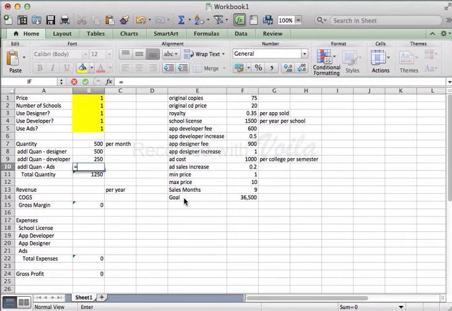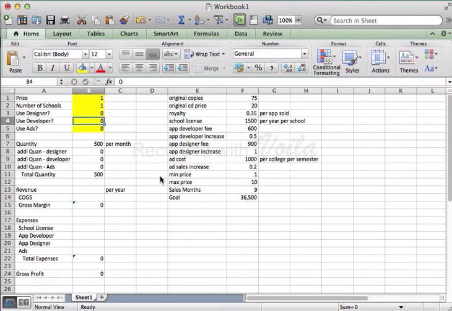And then finally for ads, if the choice was to use the ads, then it would be the ad increase times the base quantity. Otherwise, it's 0. So when I change ads to 0, additional quantity for ads goes to 0, for developer, and then for designer. So that works the way I expect it to.